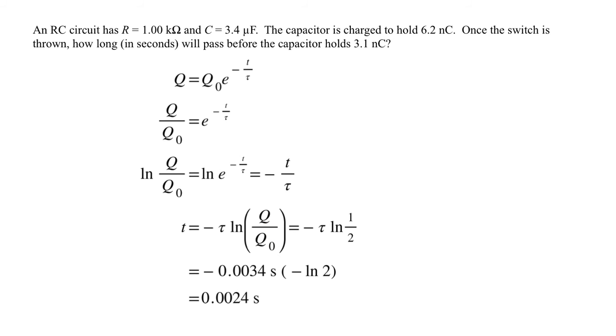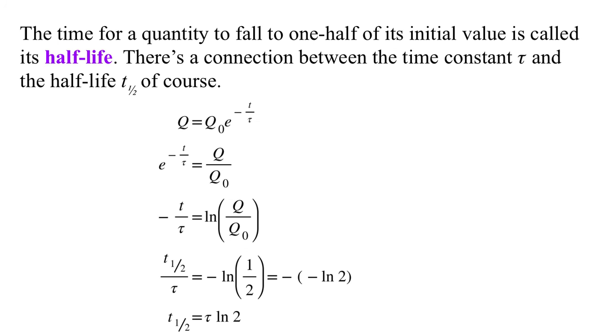Of course, in this particular problem, we are going from 6.2 to 3.1, so Q over Q0 is a half. And we found tau in the slide ahead of us. So we get that t is minus 0.0034 seconds times minus the log of 2, which turns out to be 0.0024 seconds. That's how long it takes the first half of the charge to dissipate.